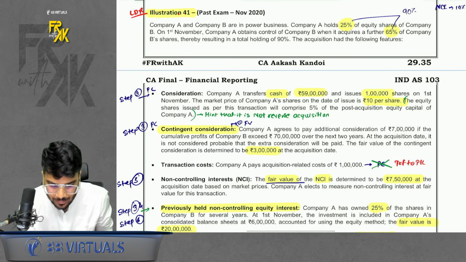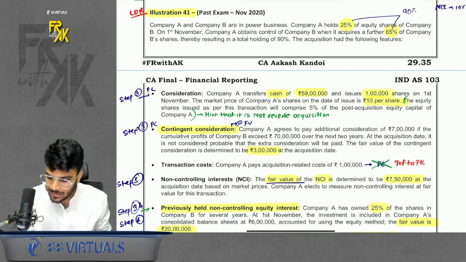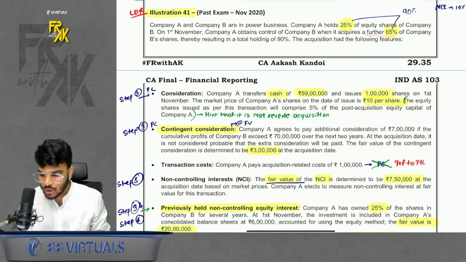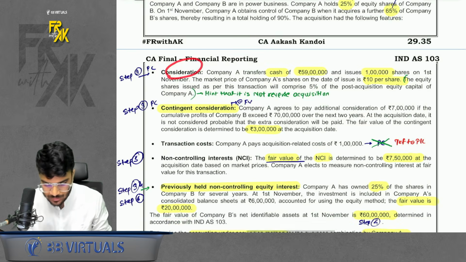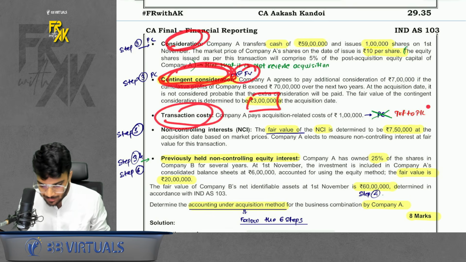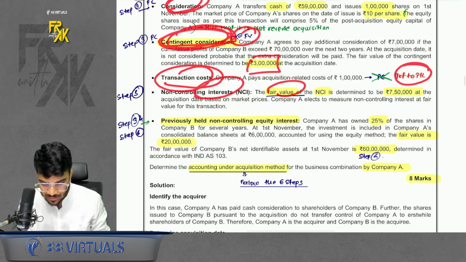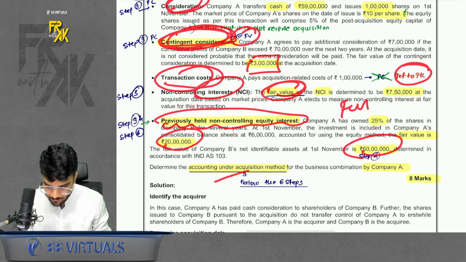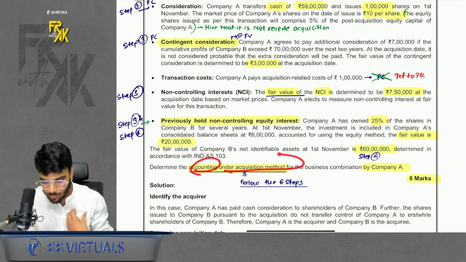Okay. So now illustration number 41, what does it say? So it says we have 25% stake previously, which does not give us control. We obtained more 65%, further 65%. So total becomes 90%. NCI will be 10% now. Okay. Consideration information is given. Normal PC is given. Contingent consideration is given. It will come at fair value. Transaction cost will be transferred to PNL. NCI, fair value is given. So if NCI is at fair value, goodwill will be full goodwill. Okay. Also, previously investment, fair value is given. INA is given. Determine the accounting under acquisition method.